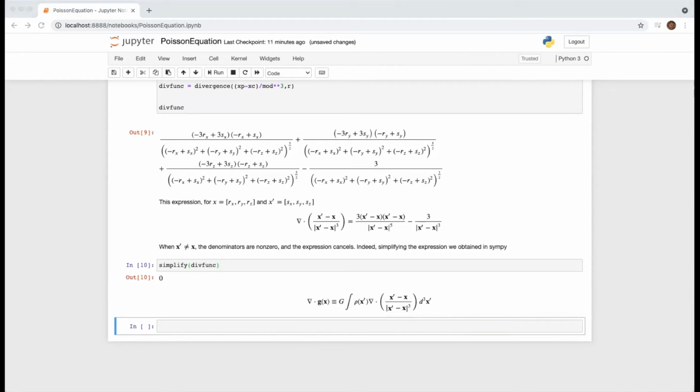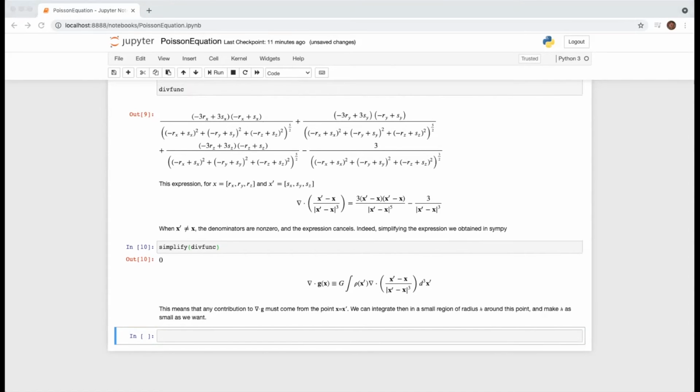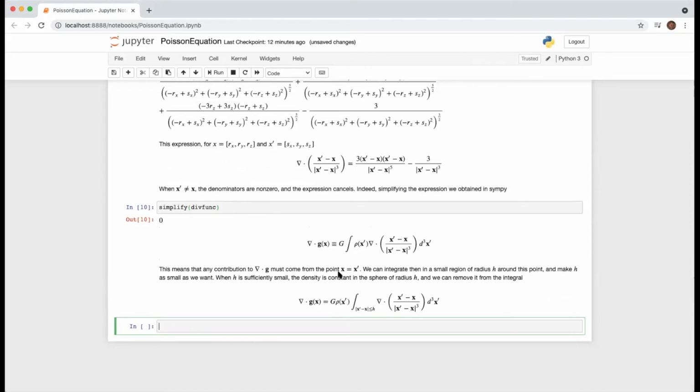That means that any contribution to the divergence of the gravitational field must come from the point x equal to x prime. We can integrate then in a very small region, say of radius h around this point x, and we can make h as small as we want. And when h is sufficiently small, the density is constant in this sphere of radius h, and we can remove the density from the integral. This is the expression I have done. We remove the density from the integral, and we are integrating only on a very small region where the modulus is less than a quantity h, and we can make this h be as small as we want.